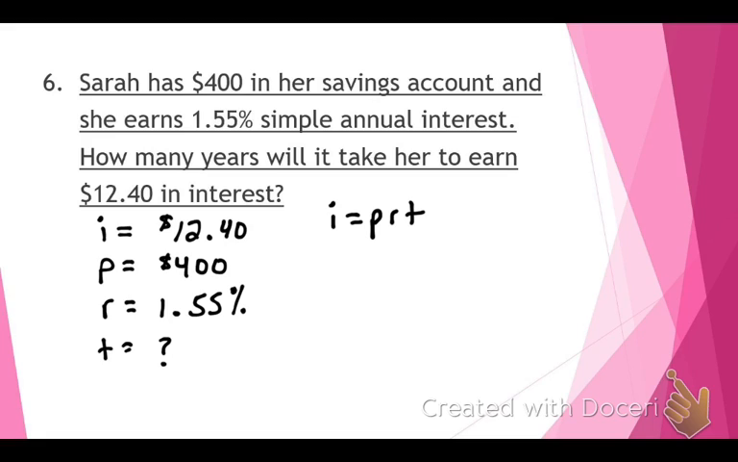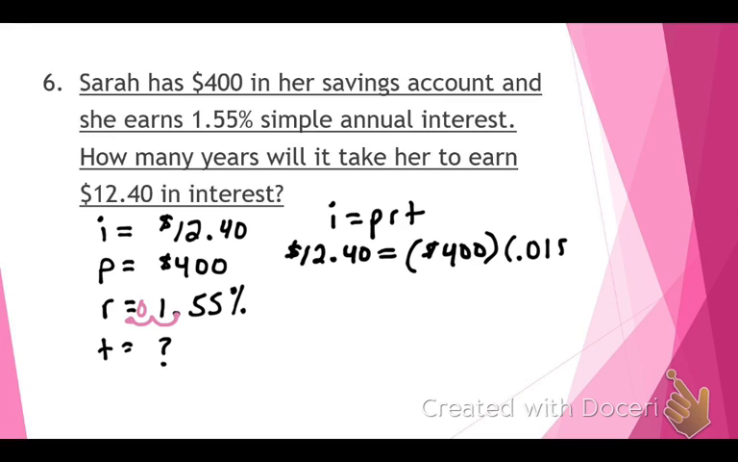I equals PRT. What do I need to do to my R? You have to change the percent to a decimal, okay? So when I'm looking at my decimal, what do I have to do with that decimal point? Move it over 2 places. Okay, so now I'm going to multiply it times 0.0155, okay?